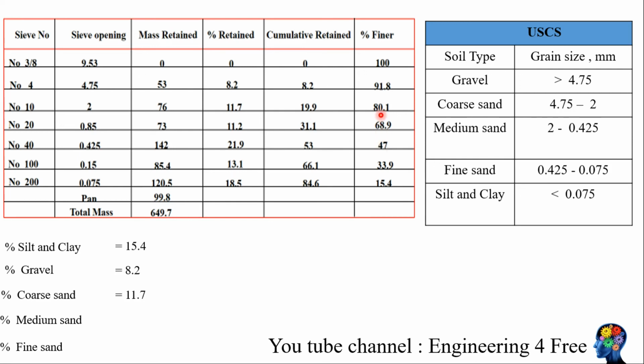Finally, for fine sand, materials are from 0.425 down to 0.075. So you have 0.425 and 0.075. You subtract 84.6 minus 53, or 47 minus 15.4. You will obtain 31.6. So this is how you determine the percentage of coarse grained materials, which are gravel and sand, and fine grained materials, silt and clay.